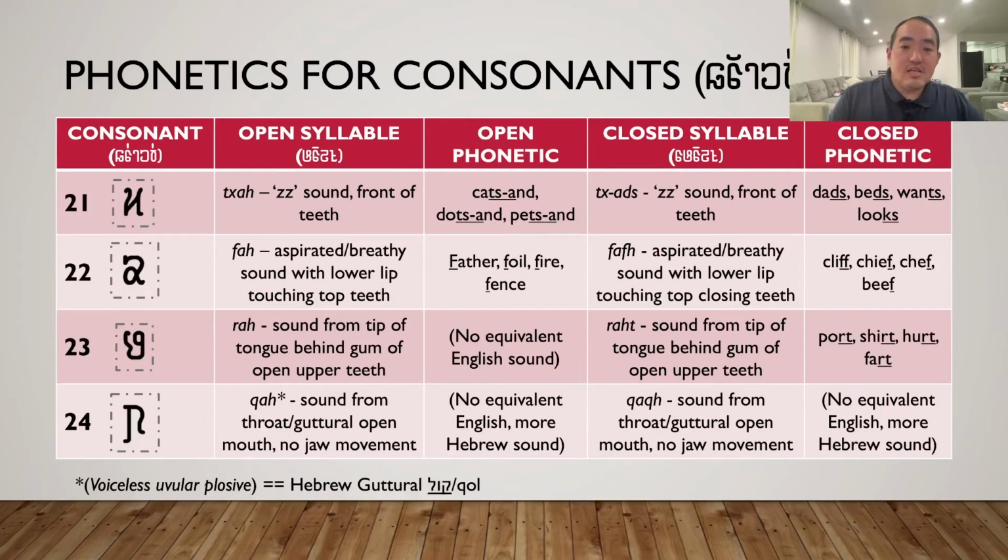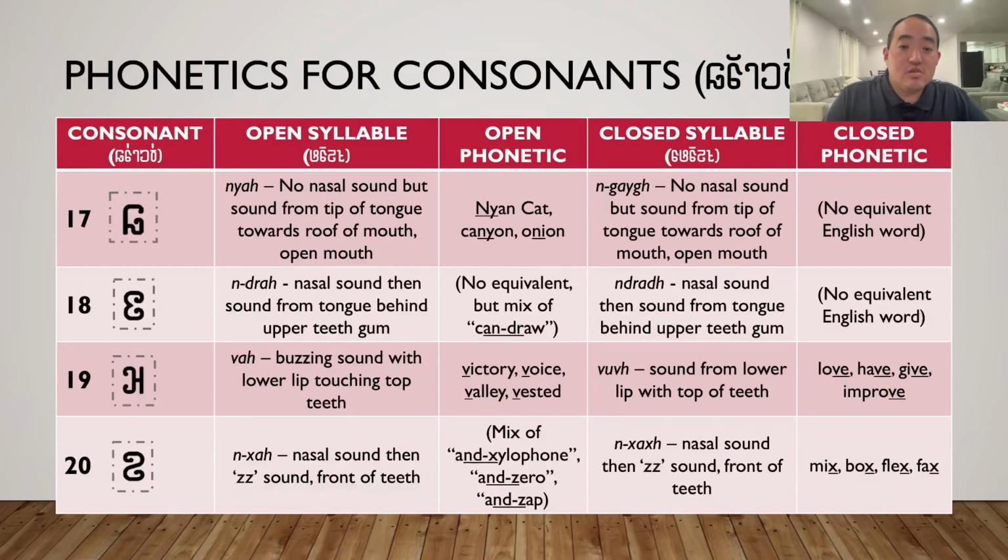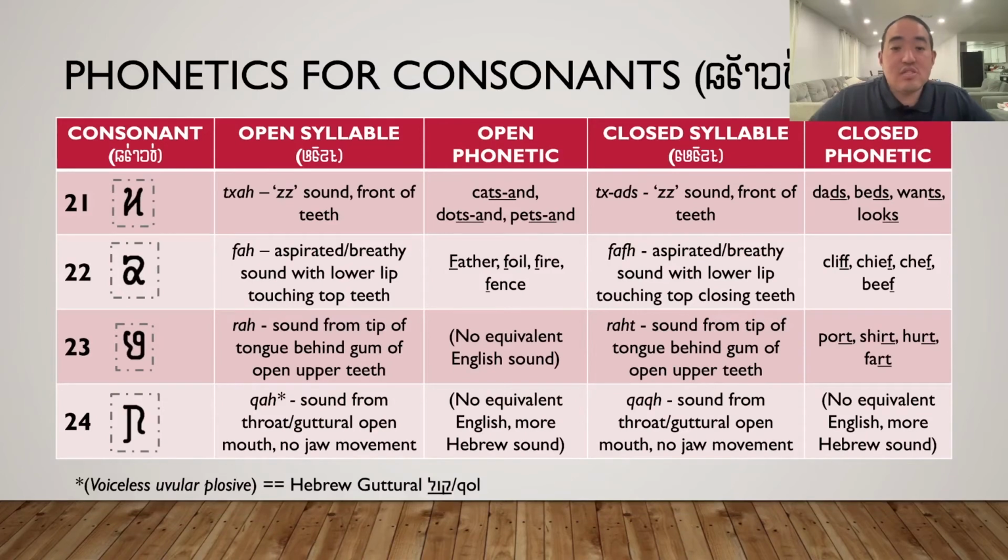So this consonant, number 21, is pronounced za, zats, za, zats. Now this consonant is pretty much similar to the one we just went through, za, zats, but this one does not have the nasal sound. It's strictly closer to a Z sound in front of the teeth, right?